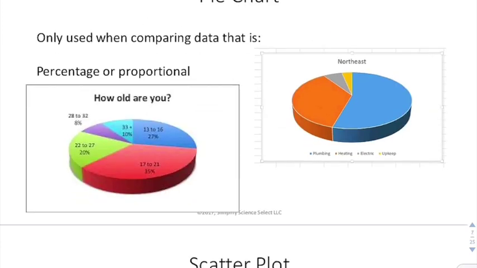Pie charts. Pie charts can be really useful if you're comparing data that's percentage or proportional. So in other words, I have 1,000 students. 500 students were this, 200 students were this, 220 students were this, 80 students were this. That's great for being able to display the data and show the relationship or how much more likely something is to be than another. So pie charts are particularly useful, like I said, for percentage or proportional data.